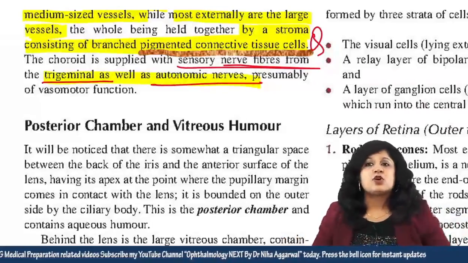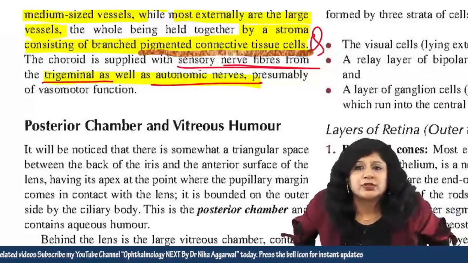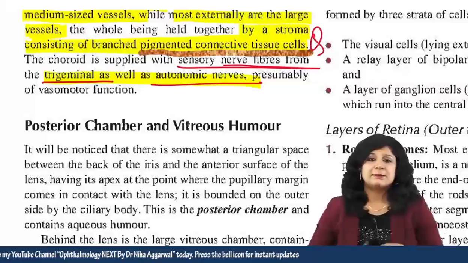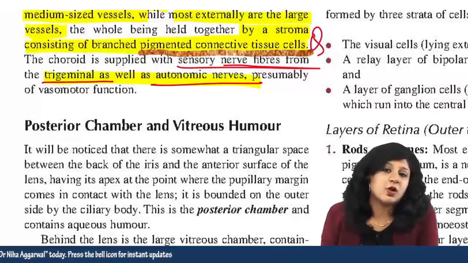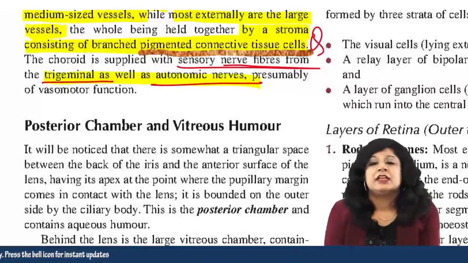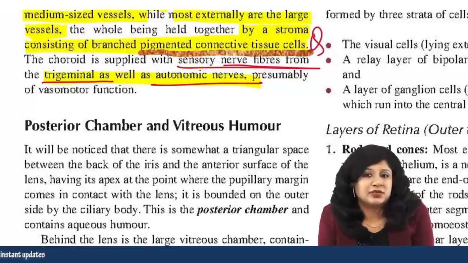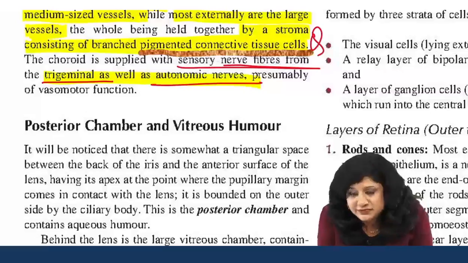Then if we talk about the nerve supply, it is important to know that the choroid is supplied by two nerves: the trigeminal nerve as well as the autonomic nerve. So basically it has a vasomotor function, which is why it has both nerve supplies.